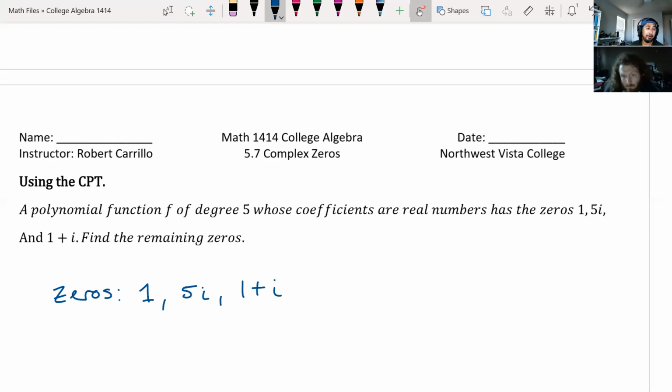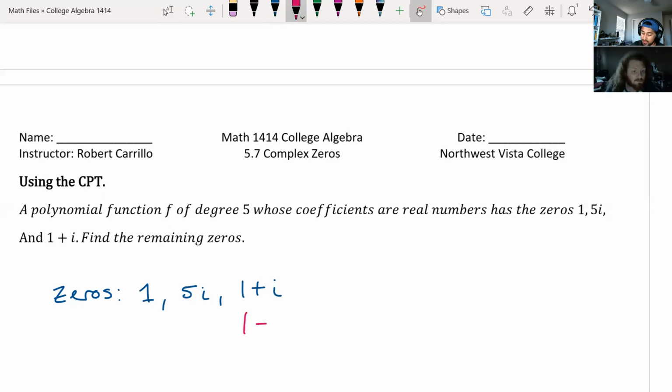Nobody? Is it the ones with i? Yeah, those are going to be your complex zeros, 5i and 1 plus i, which means if they're complex, they have a conjugate. So what are the remaining zeros? Negative 5i and then 1 minus i.